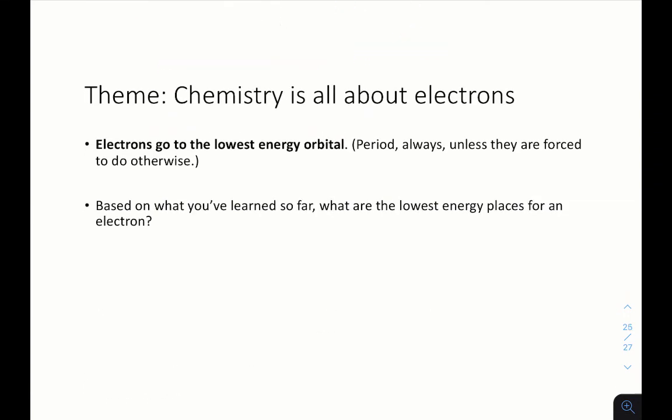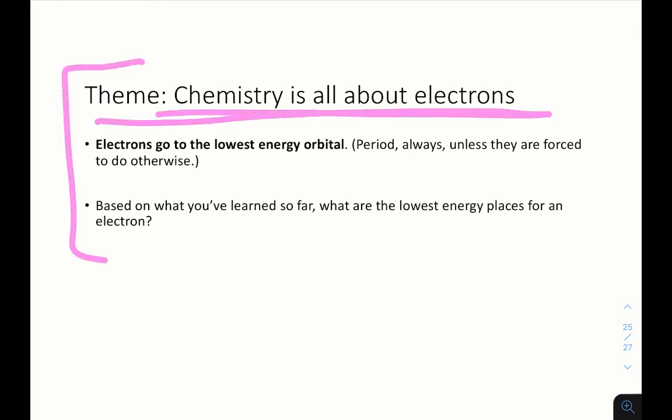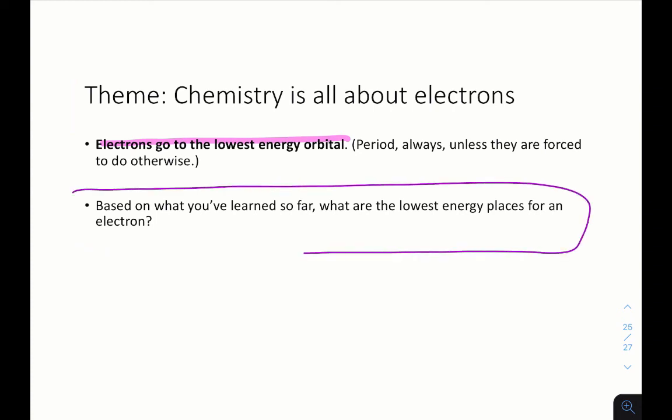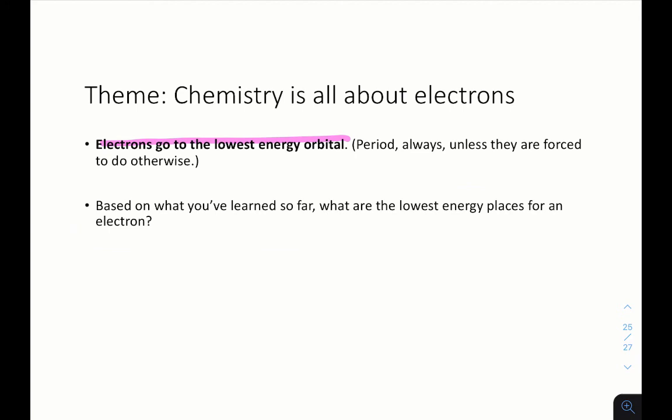Before we wrap up, let's take a moment and reflect on our theme for this first unit of our class. Chemistry is all about electrons, and electrons go to the lowest energy orbitals, period, always, unless they are given some energy to do otherwise. Based on what you've learned so far, what are the lowest energy places for an electron? Stop and maybe just write what's new that you learned today.